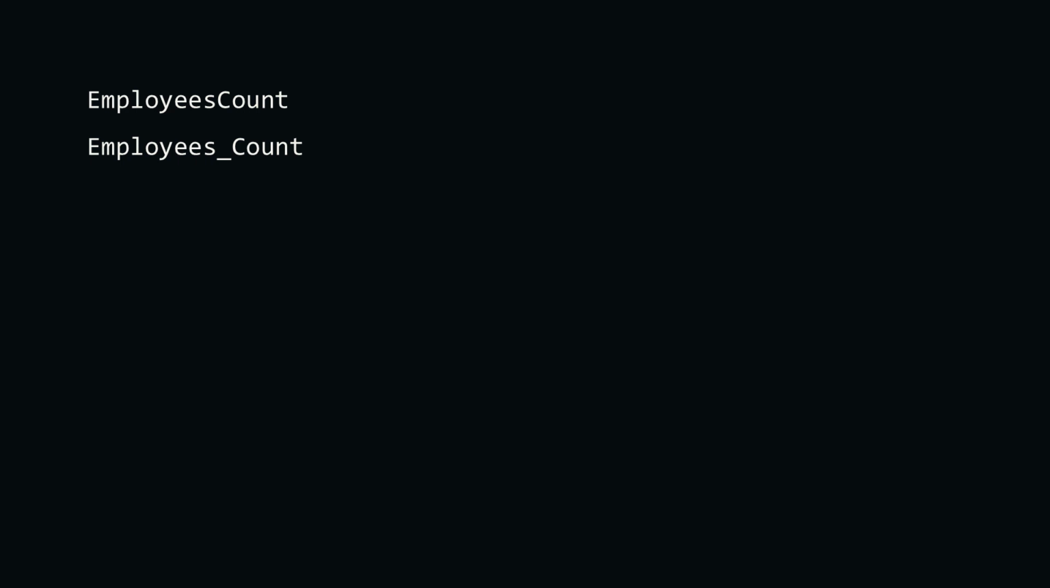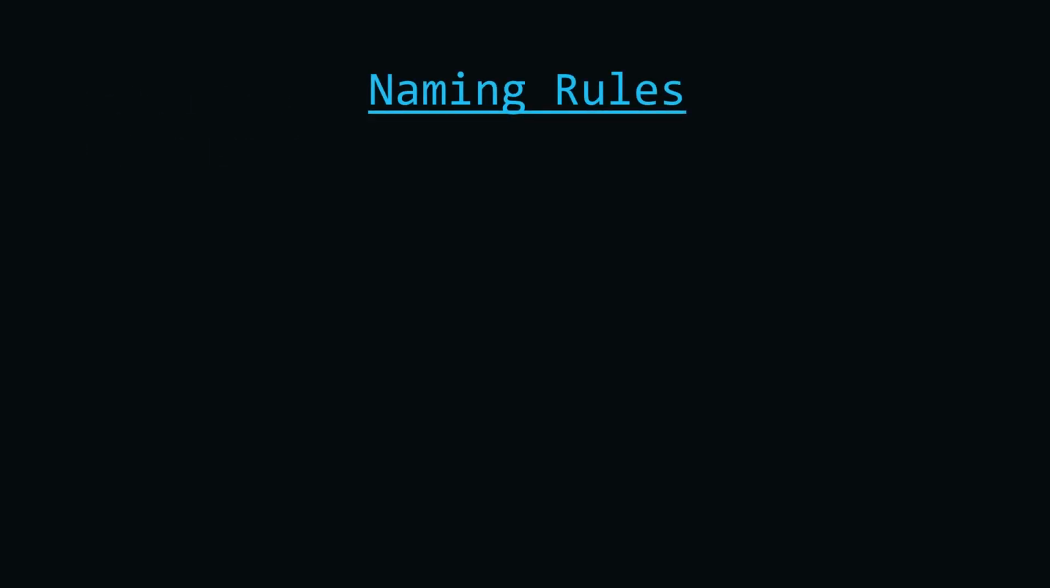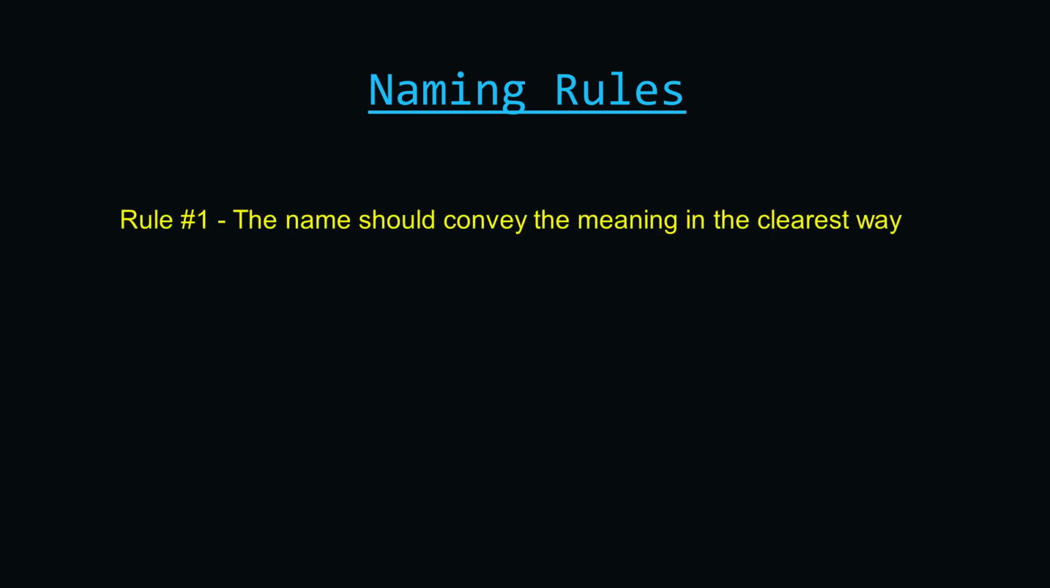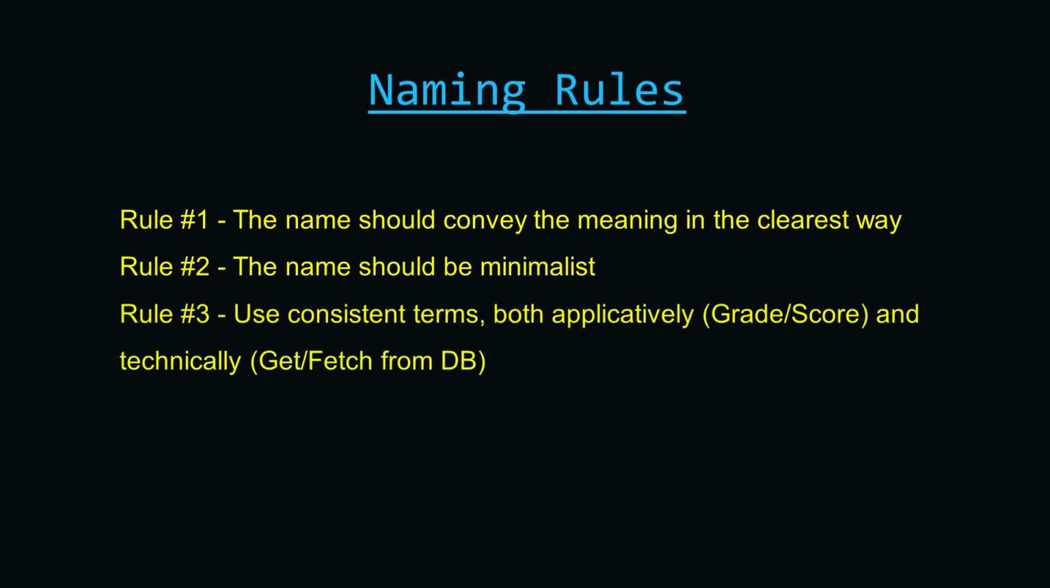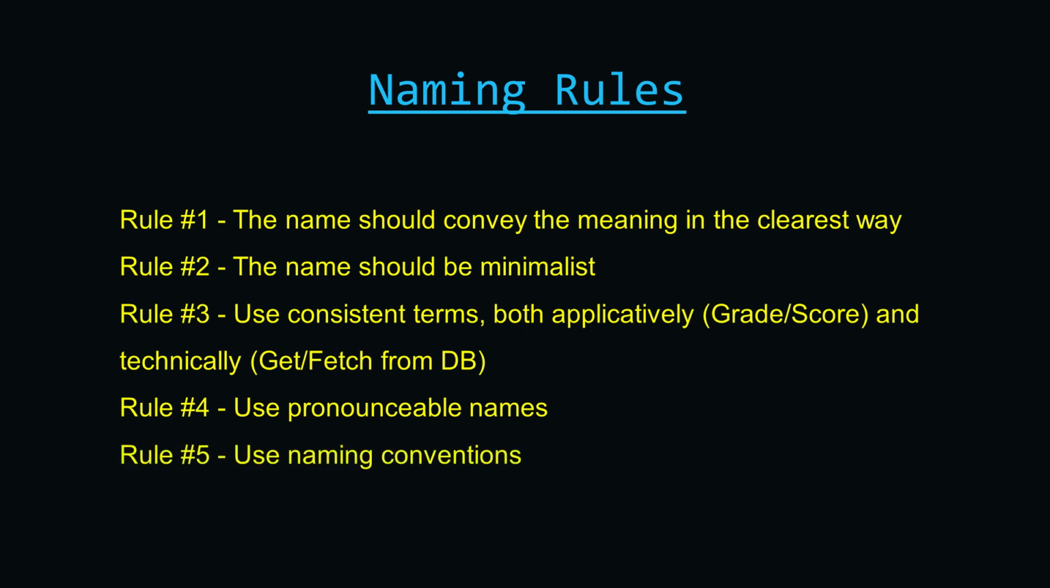So here are the 5 rules we learned about naming. Rule number 1. The name should convey the meaning in the clearest way. Rule number 2. The name should be minimalist. Rule number 3. Use consistent terms, both applicatively, grade or score, and technically, get or fetch from DB. Rule number 4. Use pronounceable names. And rule number 5. Use naming conventions.